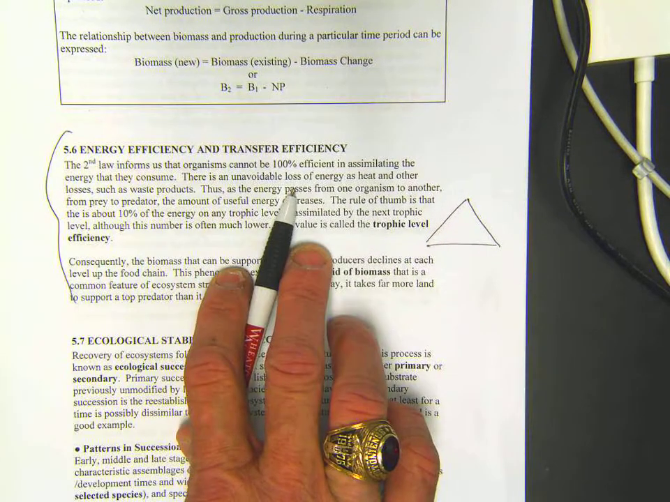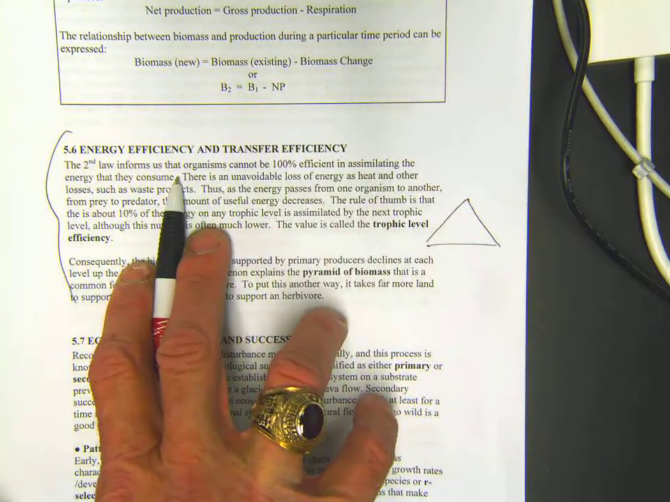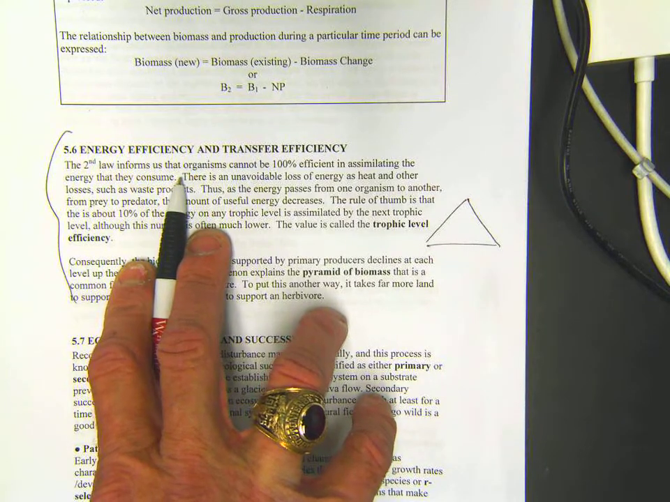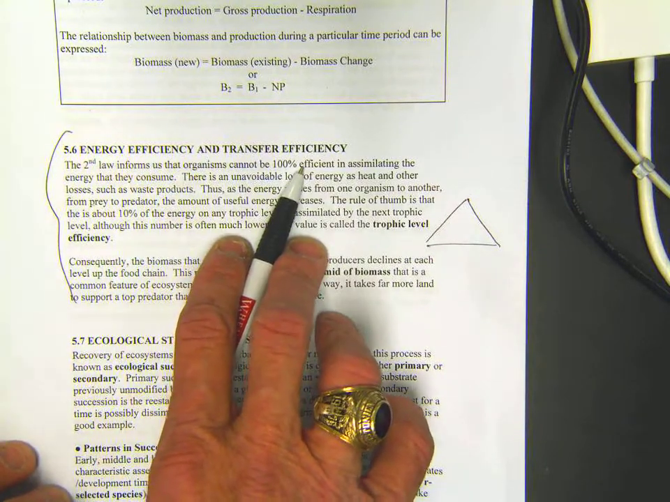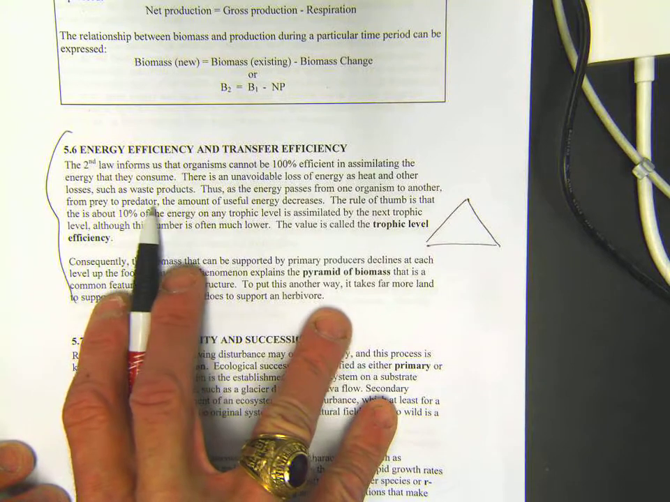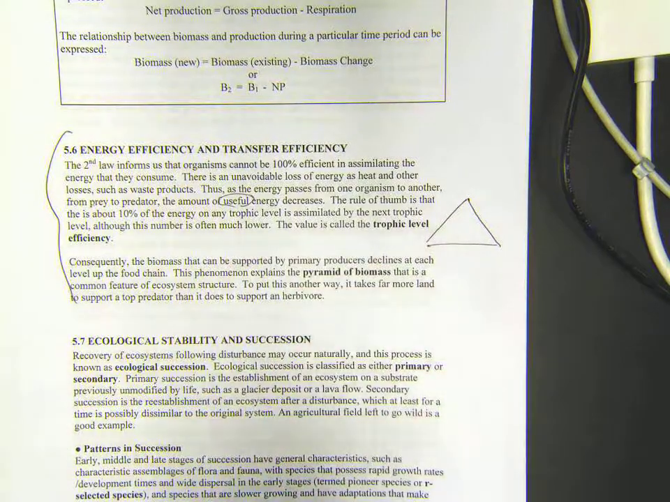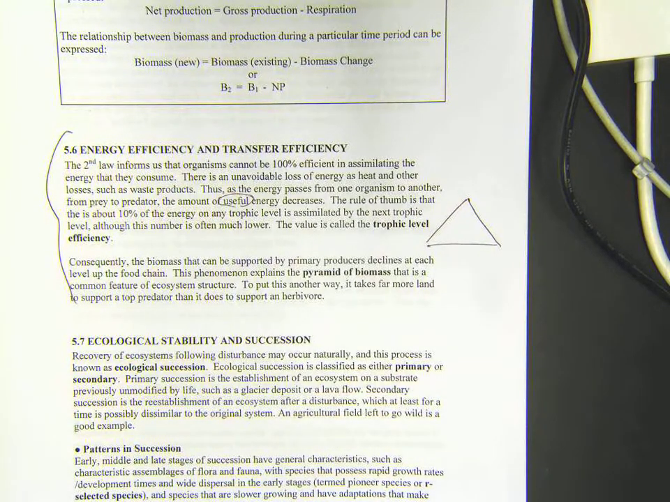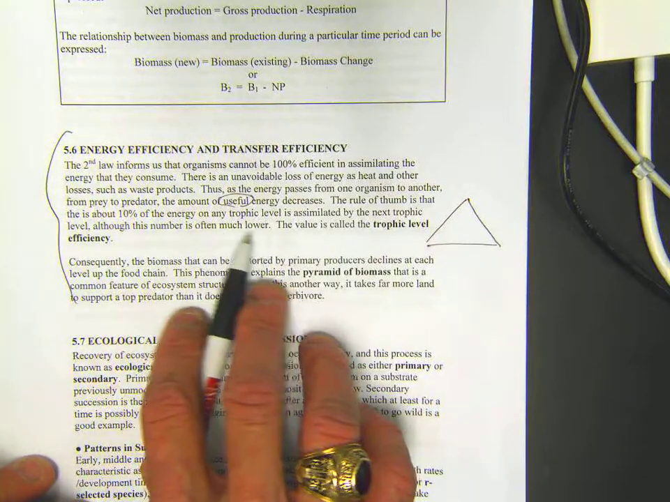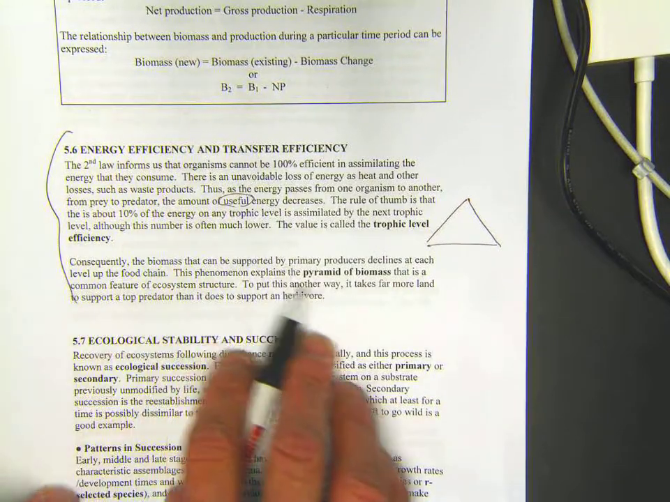The loss happens every time I change an energy form. You're assimilating energy that they consume. In other words, you're changing the form of energy from chemical energy to energy I can use in ATP. As energy passes from one organism to another, from prey to predator, the amount of useful energy decreases. Remember, we've had those terms, usable energy and non-usable energy. The rule of thumb is about 10% of the energy level on any trophic level is assimilated by the next trophic level, although this number is often much lower. This is called the trophic level efficiency. And I'll show this in just a second.